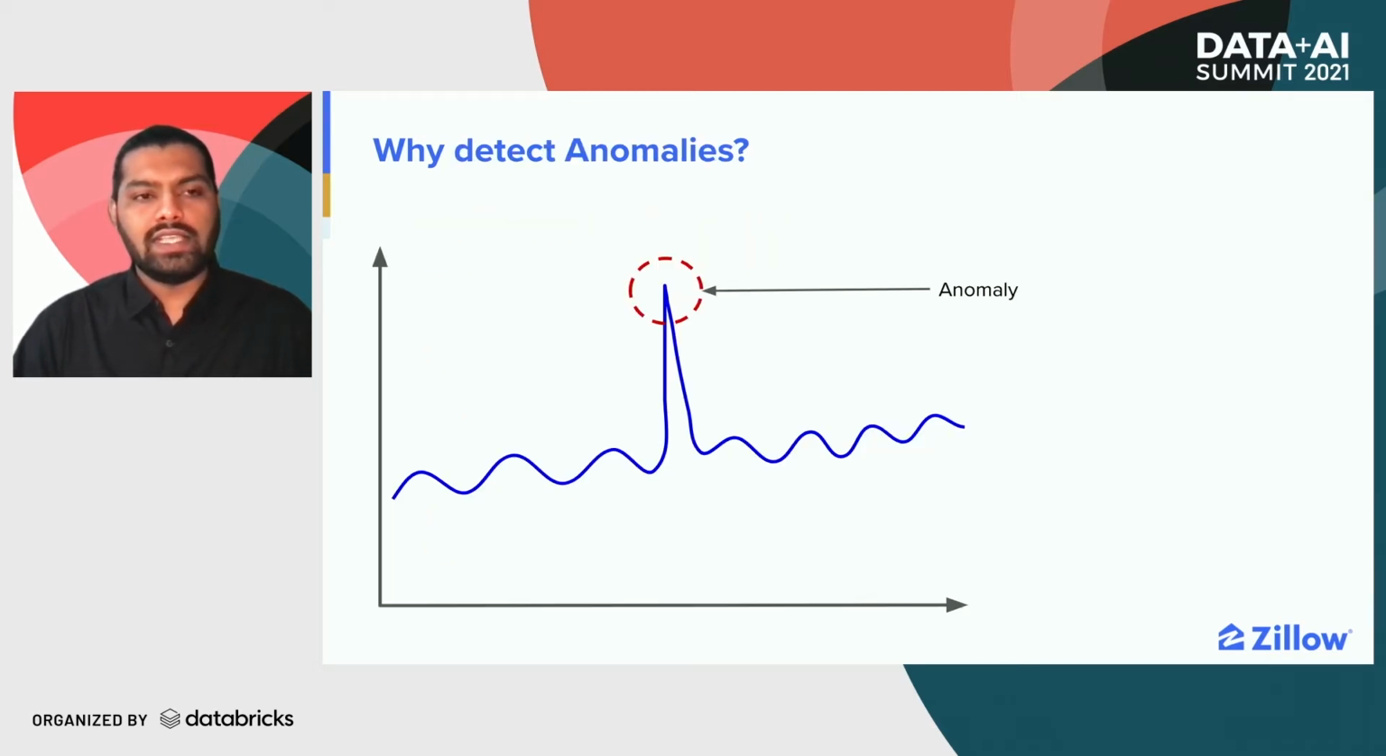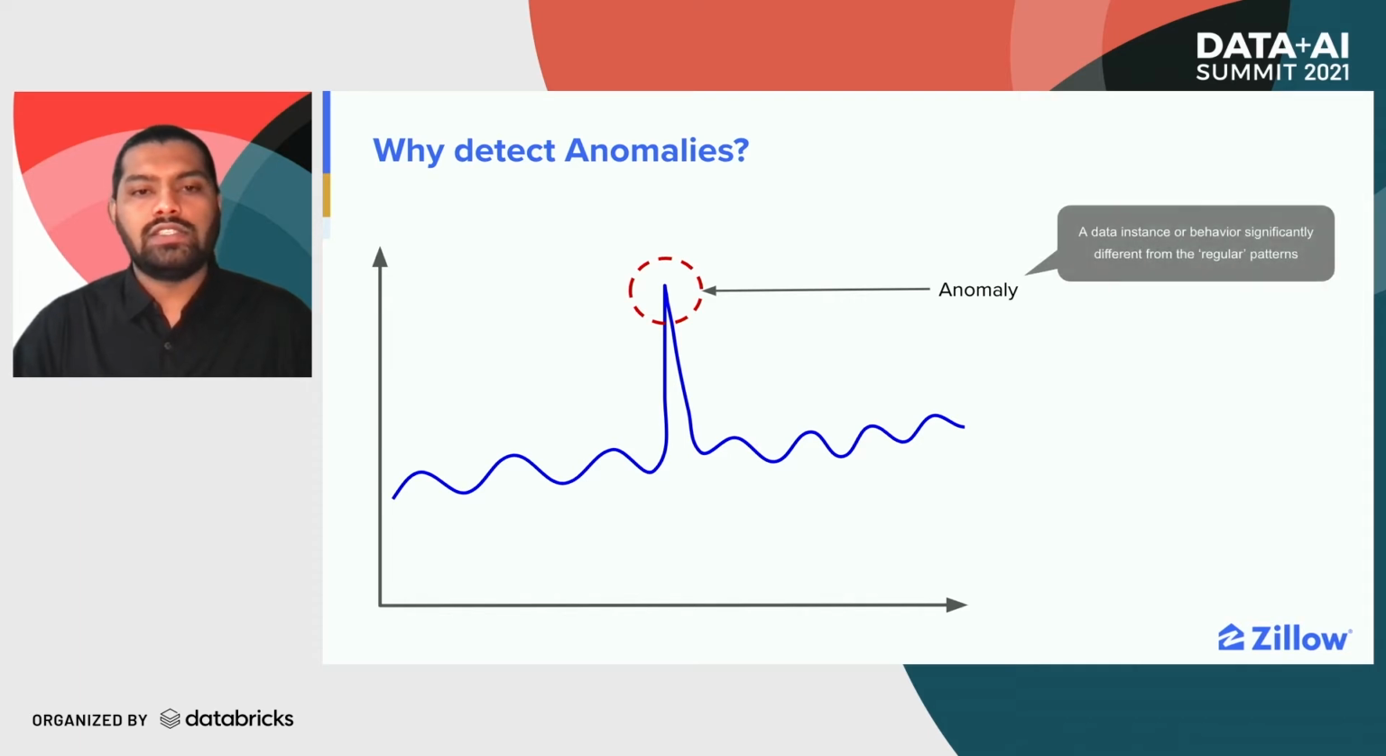So then let's talk about what an anomaly means and why it is important. Let's take this example over here. In this time series chart, the y-axis is the observed values, the x-axis is the time series, and over here you see there is a certain spike. An anomaly can be any data instance or behavior significantly different from its regular pattern, which is quite obvious.